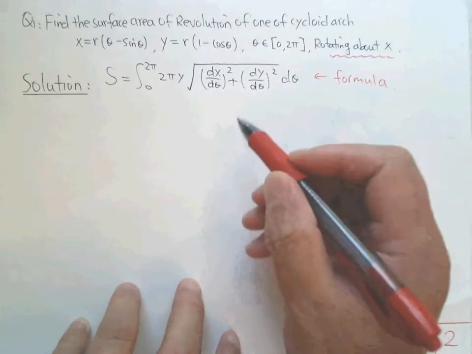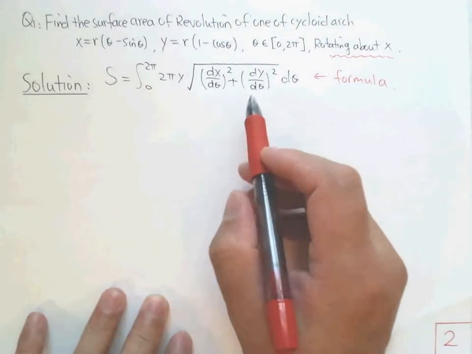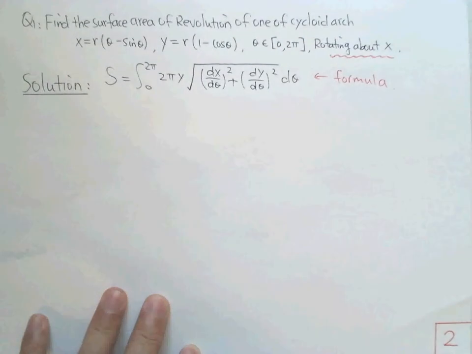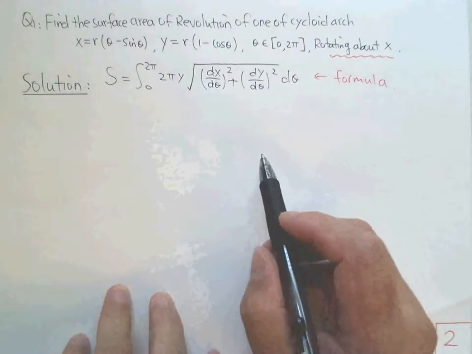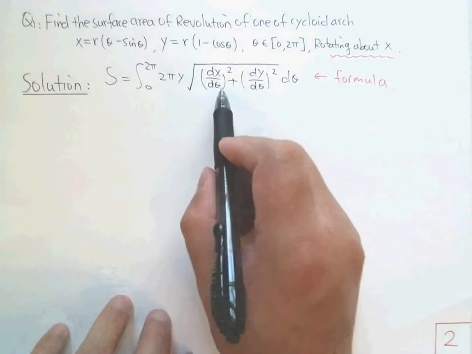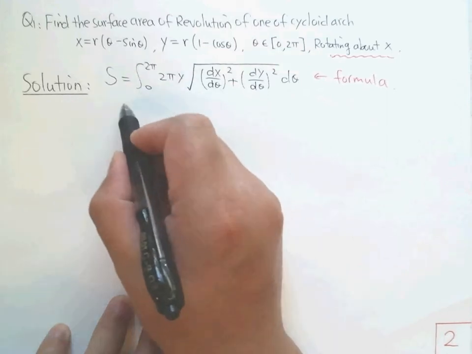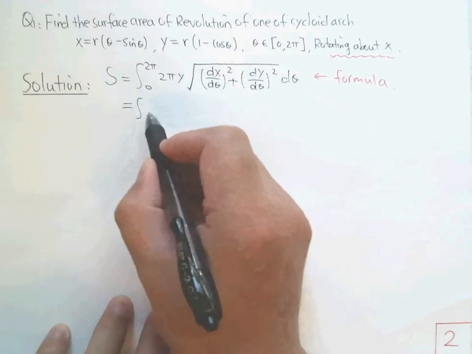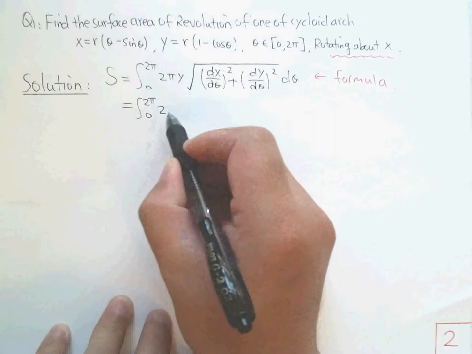If we have the formula, now we have everything. All we need to do is do integration, right? That's not new. Now we do integration, plug in y, plug in the derivatives. So what do we get? We will get the integral from 0 to 2 pi.